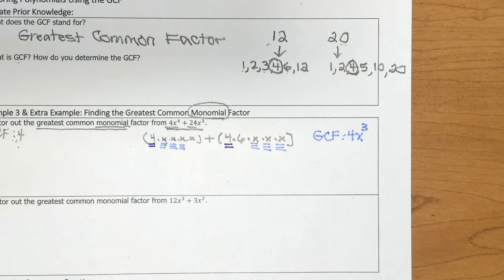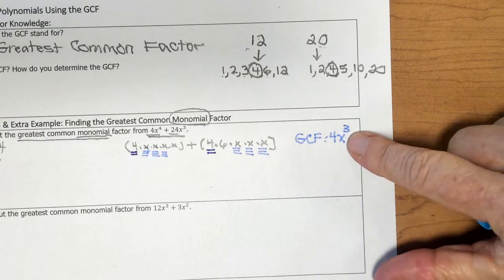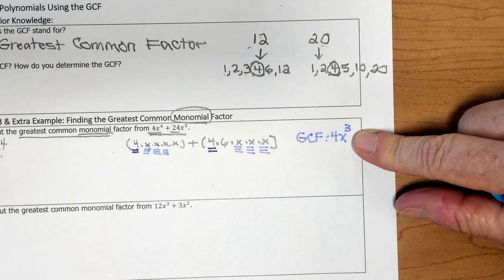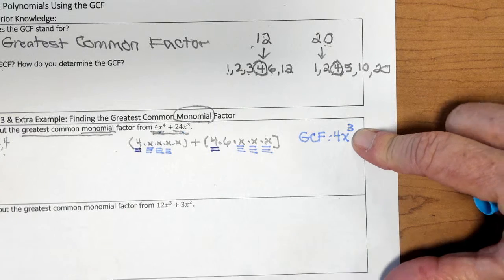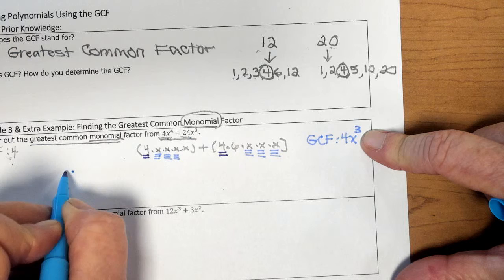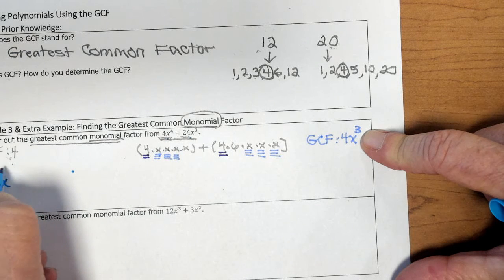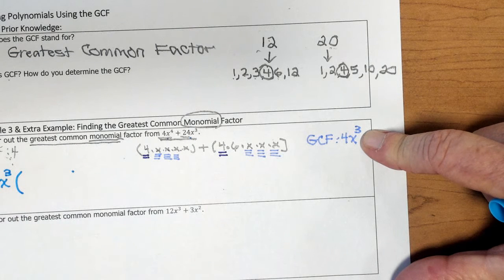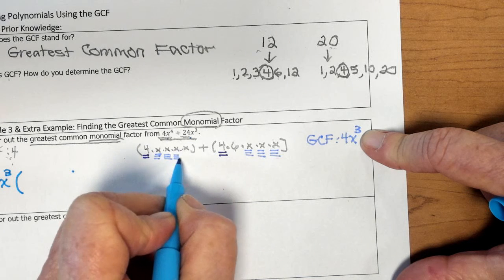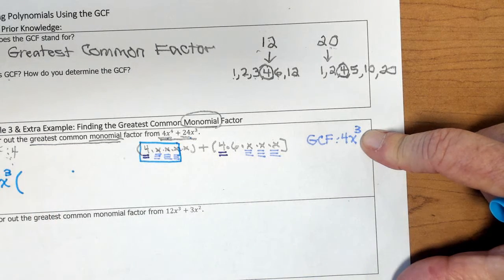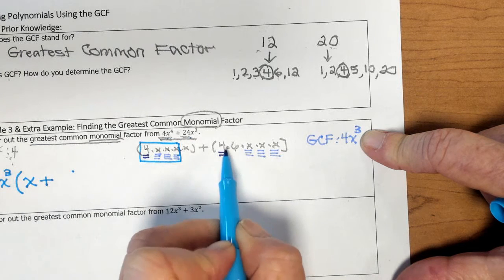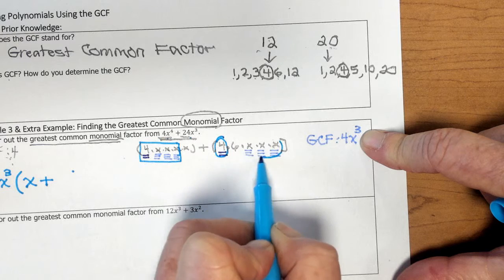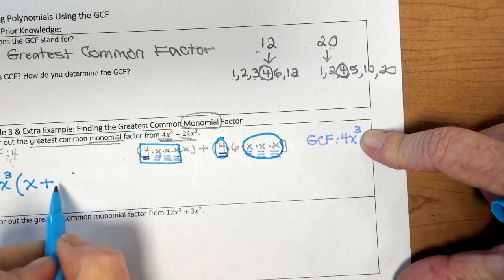Okay, so now, what do I need to do? Well, now what I need to do is I need to factor out the GCF of 4x to the power of 3. So what does that look like? It means I'm going to take each term and I'm going to, in a sense, divide it out. So if I divide it out, I'm going to put it over here, 4x to the power of 3. Okay, parentheses. I'm pulling it out of each term. So if I pull this out, what do I have left? X. Okay, plus. And if I pull it out again, I'm going to pull out a 4, and I'm going to pull out all 3 of those x's. What do I have left? 6.